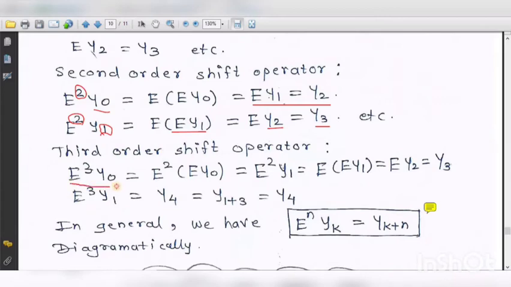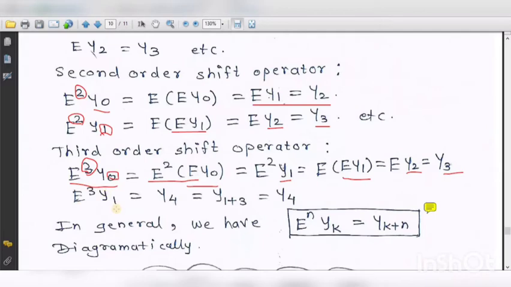So again, E cubed y0. We are applying it 3 times, meaning we are repeating it 3 times. So we will split it as E squared E, and E of y0 is y1. Now E squared y1 we got, so again we will split it as E on Ey1. But what is Ey1? Ey1 is y2, and Ey2 is y3. So if you observe, E cubed y0 is y3 finally. That is 0 plus 3, where 0 is our suffix and 3 is our power.